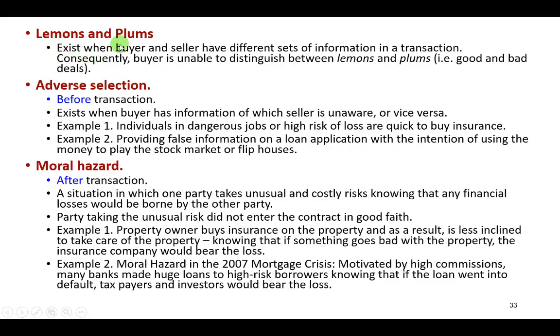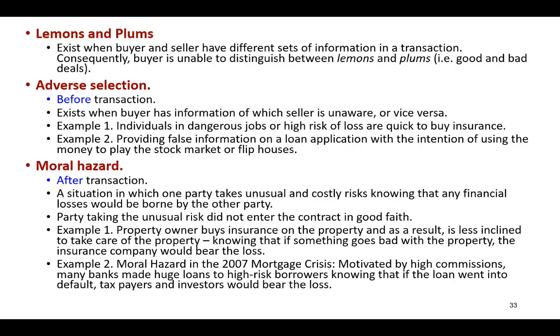So lemons and plums exist when the buyer and seller have different sets of information in a transaction, and so we have informational asymmetry. The consequence of that is that the buyer is now unable to distinguish between what's good and what's not good. You know, lemons are tart and sour, and plums are sweet and juicy. So when one party is eclipsed to some degree, then you're going to have this situation where you're unable to distinguish between the two.